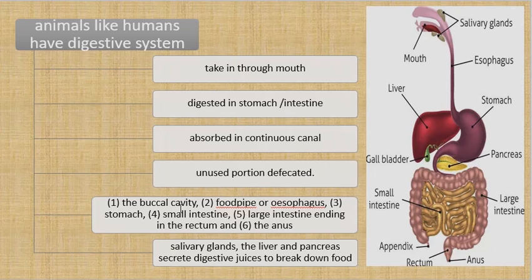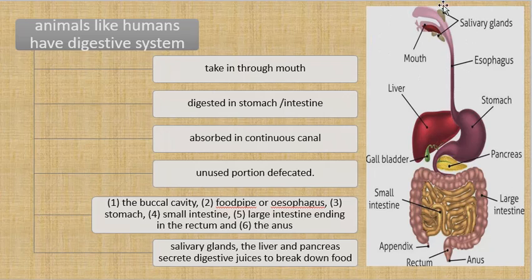So there is a buccal cavity, and then there is a food pipe or the oesophagus. Oesophagus people pronounce with O in the starting or without O, esophagus. And then you have a stomach, and then you have a small intestine, you have a large intestine, and then it ends in rectum or the anus where the excretory system sends out the waste.